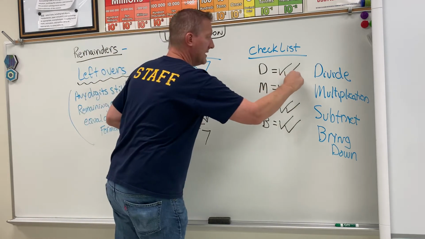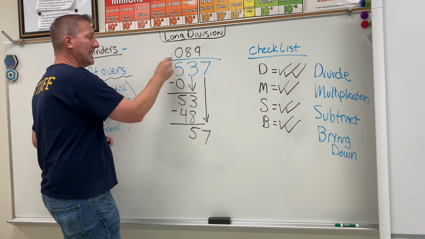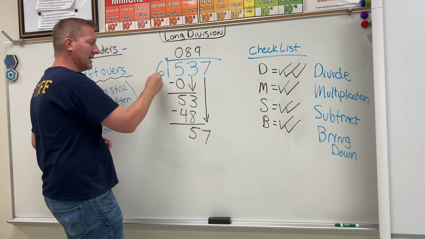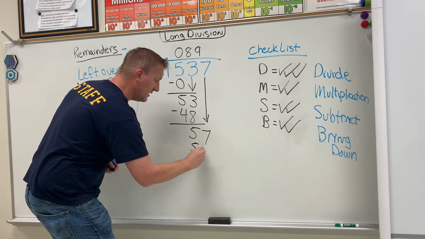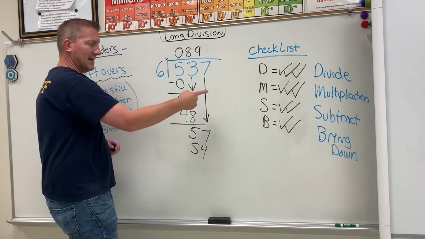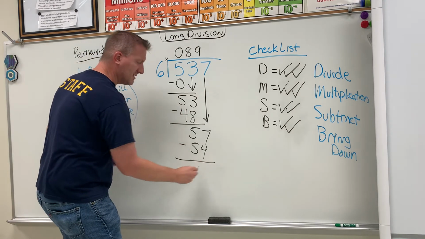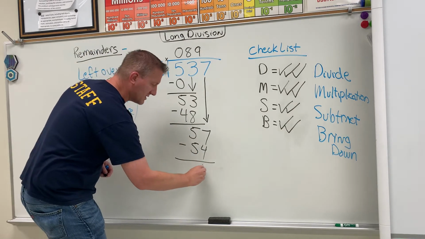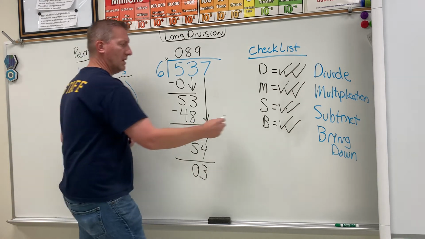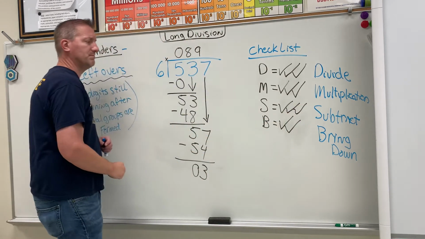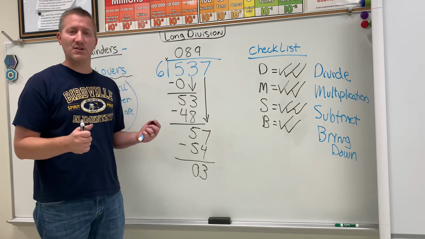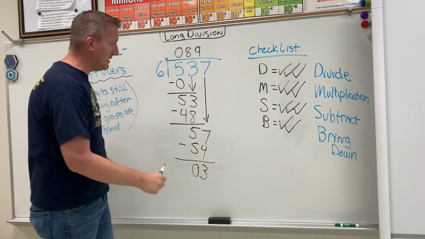So I divided. 9 times 6, remember I have my little times symbol to remind me, 9 times 6 is 54. I multiplied. Next one's easy, I subtract. 7 minus 4 is 3. 5 minus 5 is 0. Okay. Bring down. Nothing left to bring down, so I say, hallelujah, we're done.